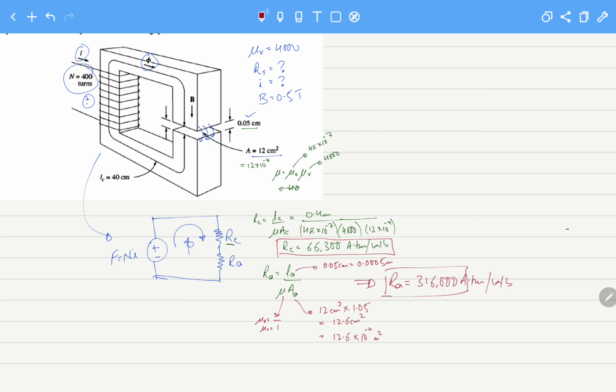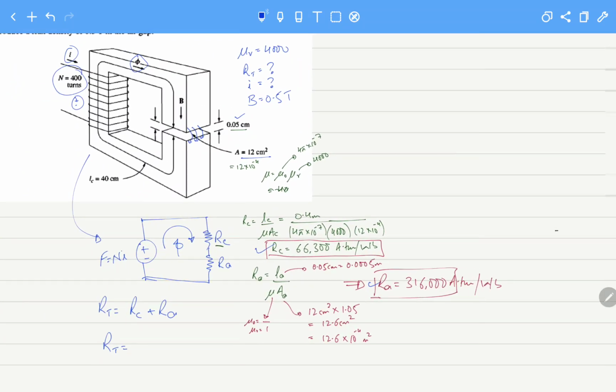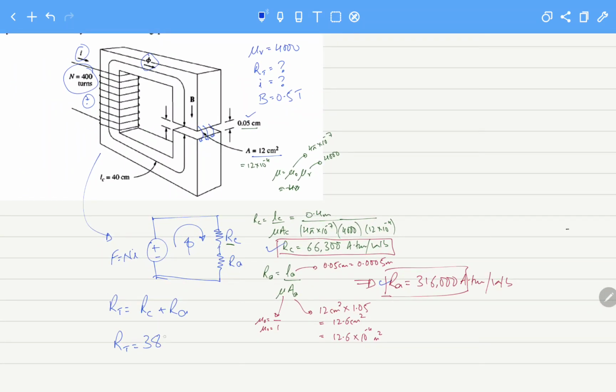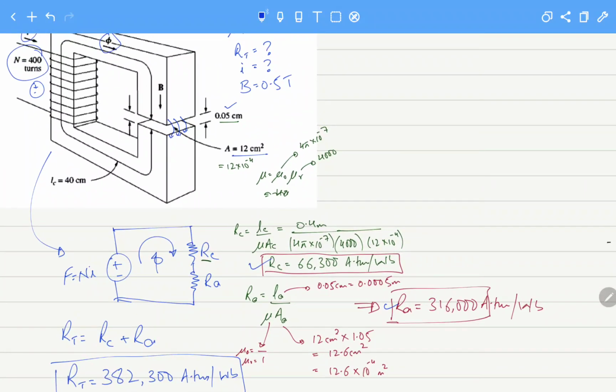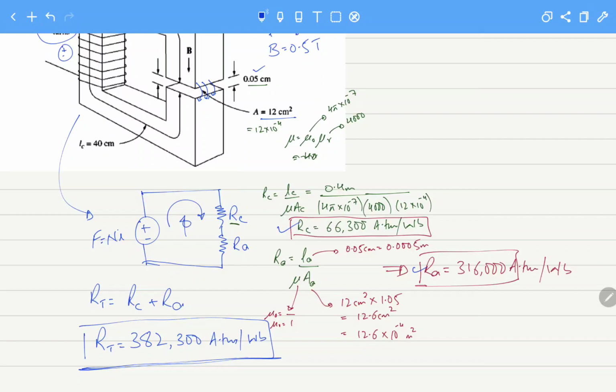So now we can calculate our RT, and we know that RT equals RC plus RA. RC we have calculated, RA we have calculated. The total reluctance will become 3000 divided by 300 ampere turns per Weber. This is the first part, and we have calculated the total reluctance.